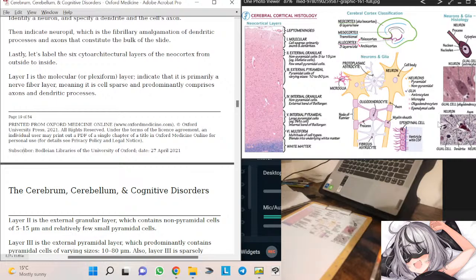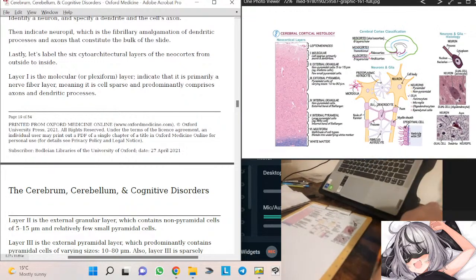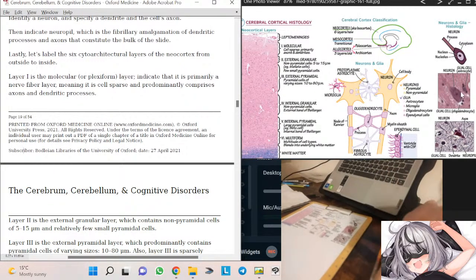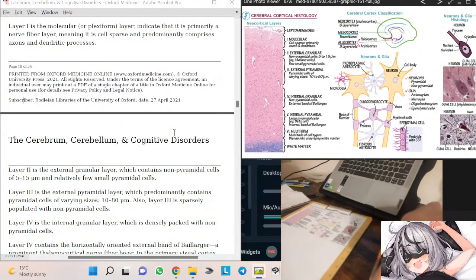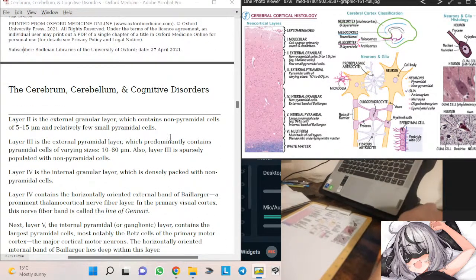Okay, layer 2 is the external granular layer, which contains non-pyramidal cells of 5 to 15 μm and relatively few small pyramidal cells. Okay, layer 3 is the external pyramidal layer, which predominantly contains pyramidal cells of varying size, 10 to 80 μm. Also, layer 3 is sparsely populated with non-pyramidal cells.